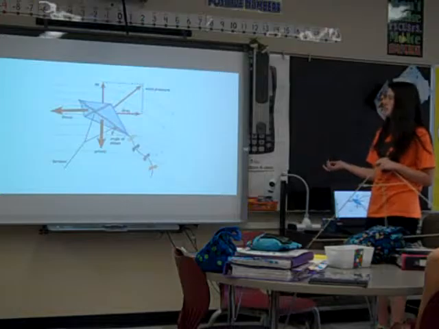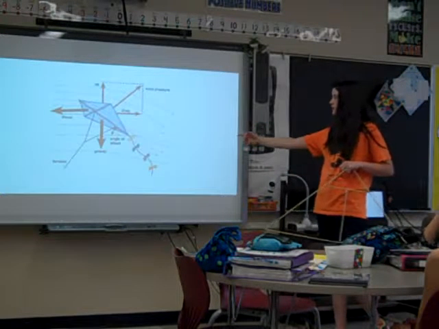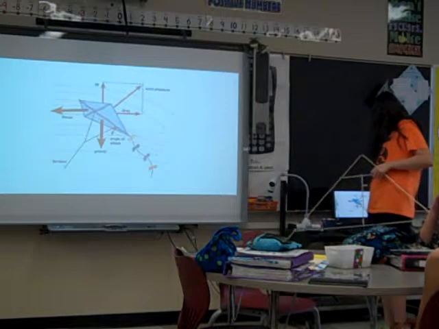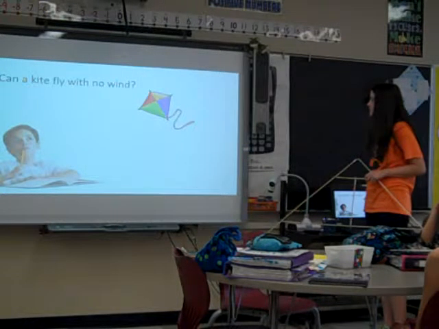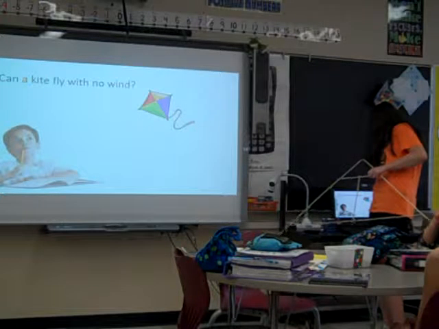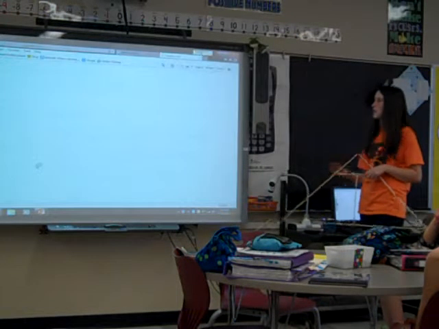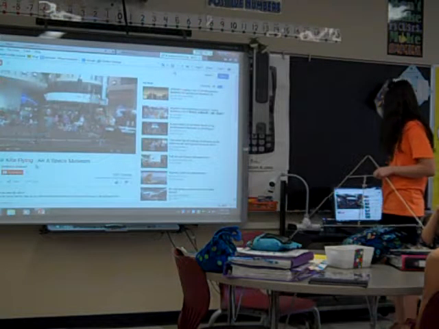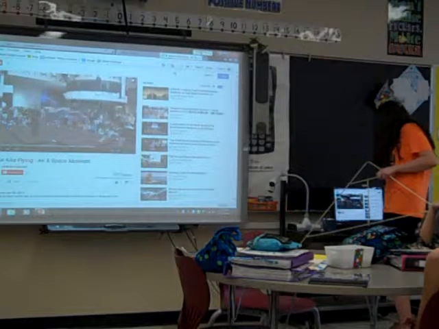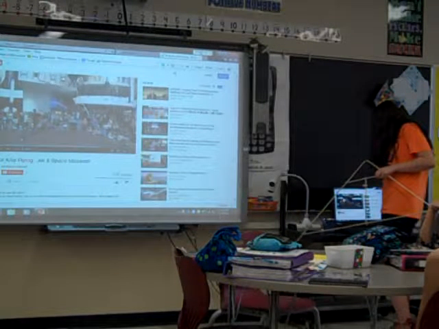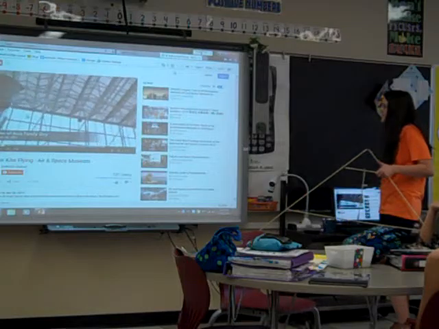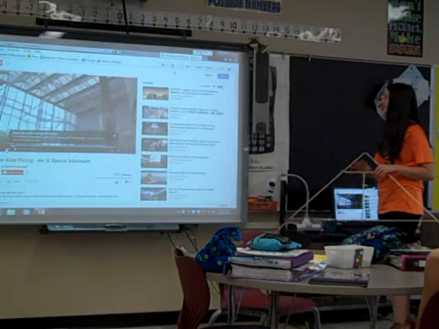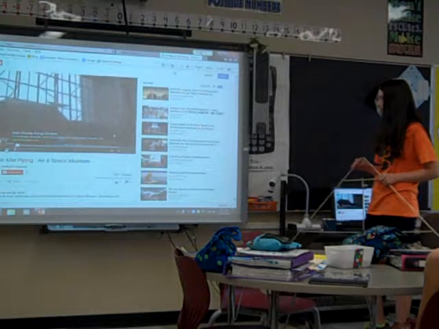So if we look at this picture again, you can see the 4 forces and the wind direction. And I thought it was really cool that a kite can fly with no wind if you use the right hand motions. I don't really know what those are, but this video is, oh, it has music. Okay. Yeah, this is just at the Smithsonian Air Center. That was really annoying, but yeah, it was just kites flying with no wind.